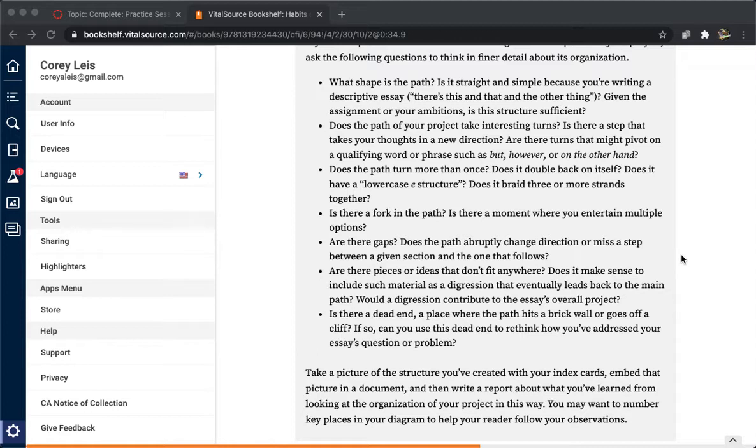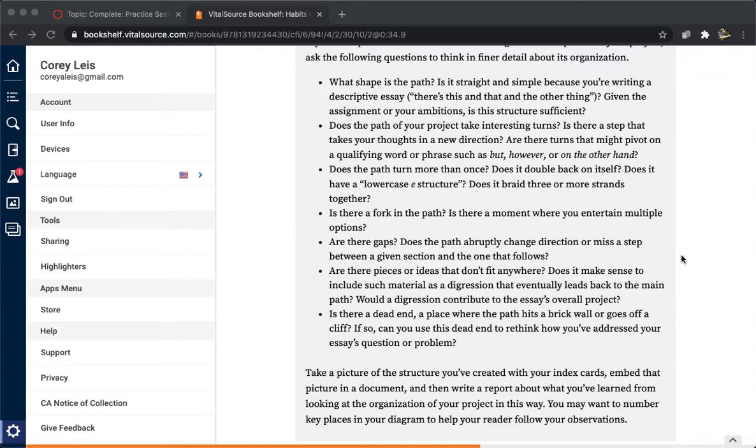Are there pieces or ideas that don't fit anywhere? Does it make sense to include such material as a digression that eventually heads back to the main path? Would a digression contribute to the essay's overall project? So a digression is when you kind of go on a tangent, but we often think of that as a bad thing in writing. But as long as that tangent comes back to the main path, the main point, it could help further understanding, right?